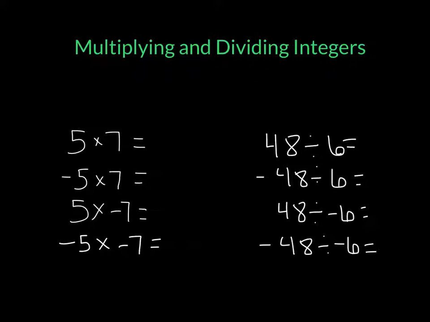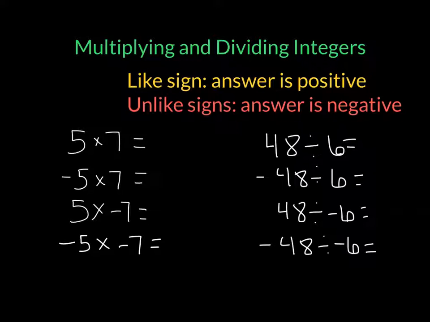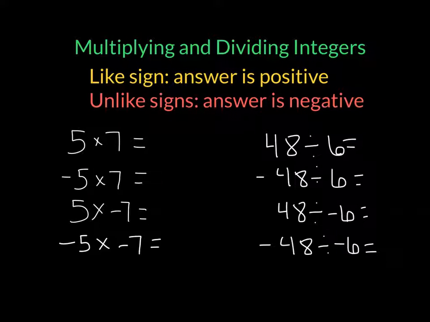When multiplying and dividing integers, we just multiply or divide, whichever you're doing. If you have like signs, then your answer is positive. And if you have unlike signs, your answer is negative. And it doesn't matter if the bigger one's positive or the smaller one's positive. If they're like, it's positive. If they're unlike, it is negative.